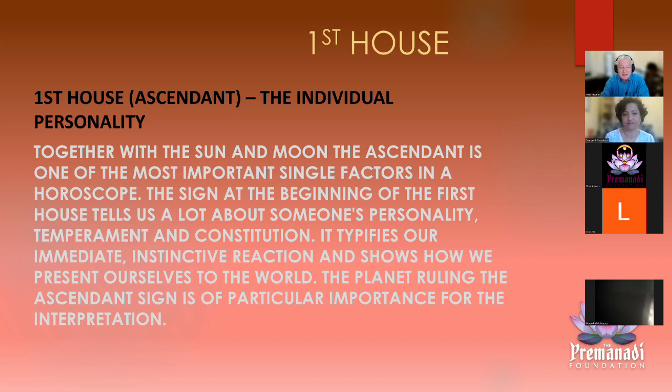The sign at the beginning of the first house tells us a lot about a person's personality, temperament, and constitution. It typifies our immediate instinctive reaction and shows how we present ourselves to the world. The planet ruling the ascendant is of particular importance for the interpretation of an astrological chart. So let me give you an example where the ascendant can come in and play a major role. A person, let's say, is born in Cancer. That means that the sun is in the sign of Cancer at the moment the person was born.